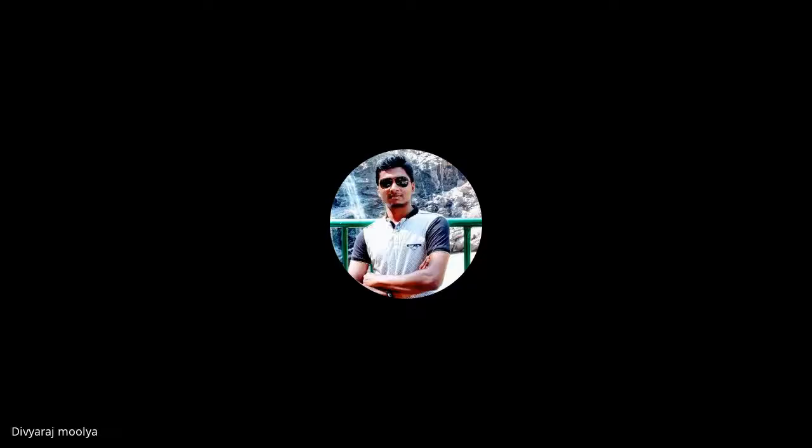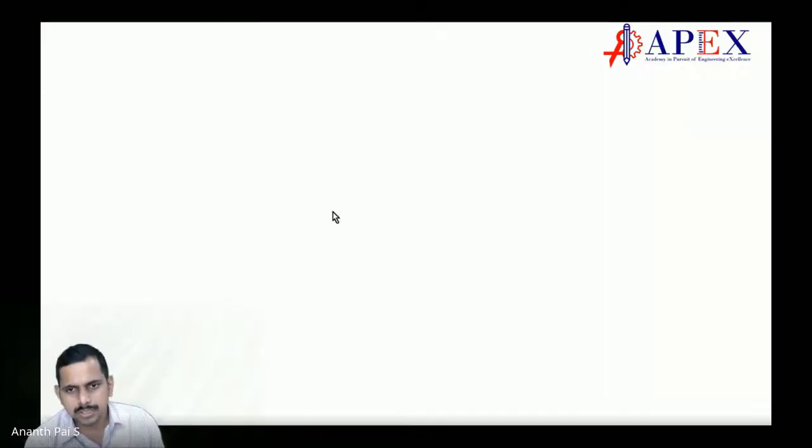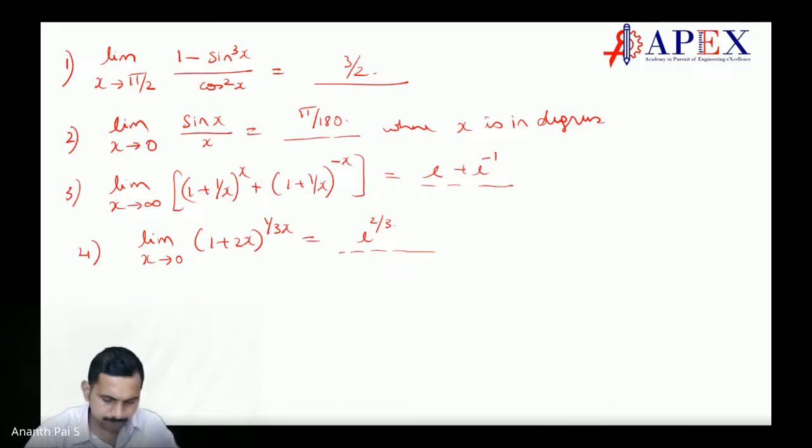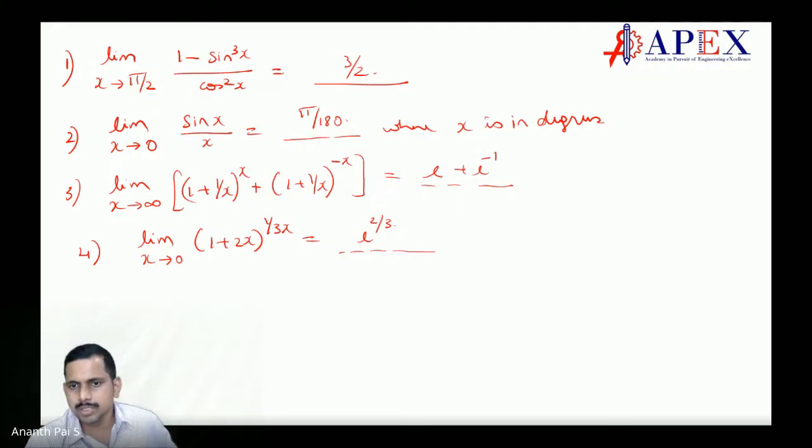For the third one, x extends to 0. The answer of the third one is e square plus 1 by e. You got it as e square plus 1 by e. Fine. Yes, sir, this one, the third one. It is e square plus 1 by e.